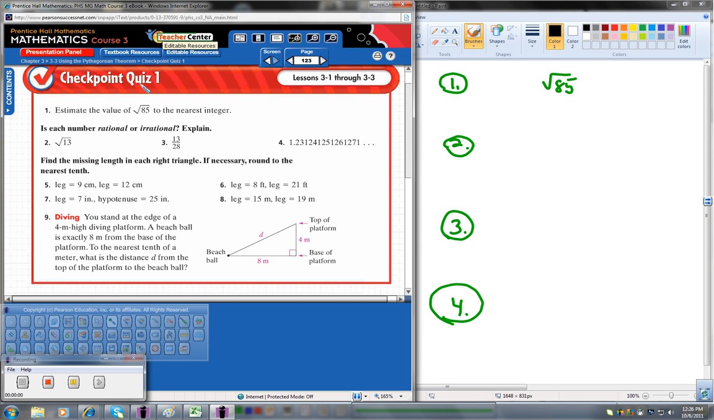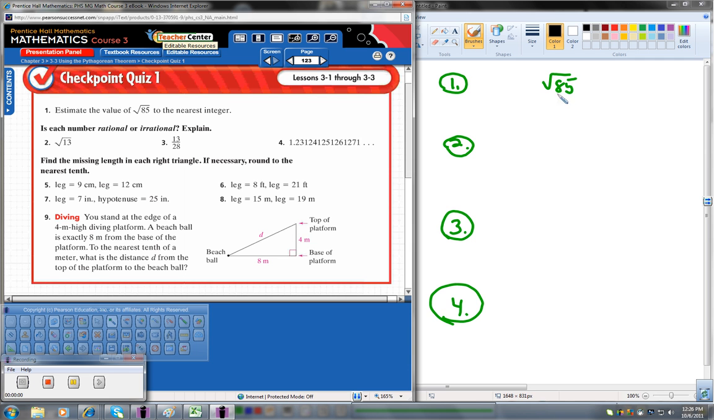All right, checkpoint quiz number 1, chapter 3, pre-algebra. First question is to estimate the value of the square root of 85 to the nearest integer. What they really don't want you to do here is just take the calculator out, punch in the square root of 85, and then write it to the nearest number. That, however, is a way to do that. I will show you a slightly different way.